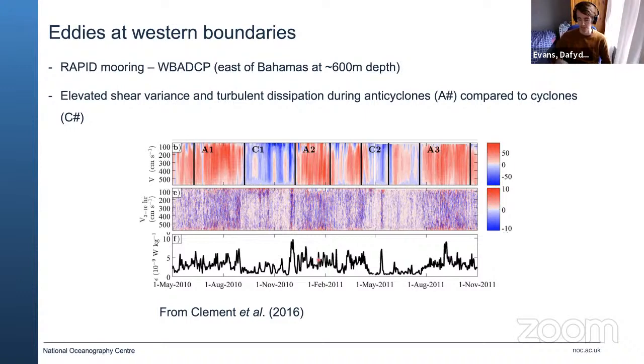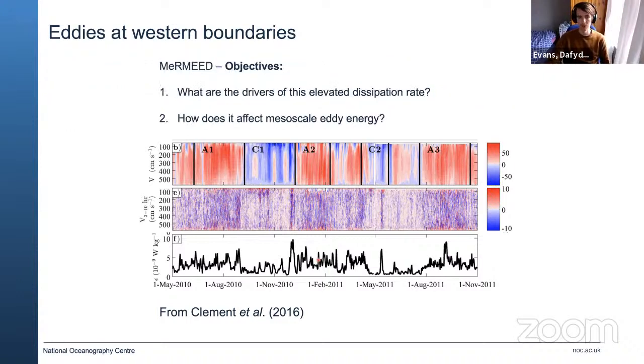So we set out as part of this MERMED project to first of all understand what are the drivers of this elevated dissipation, and then address how this affects mesoscale eddy energy, and then how can we then feed that information back into, for example, the parameterization of climate models in this particular region, if it's important.